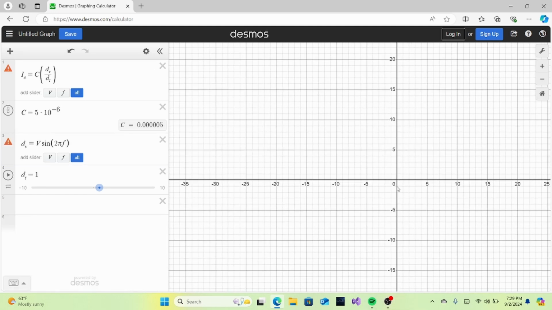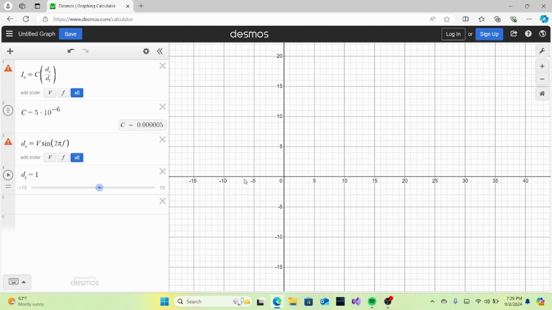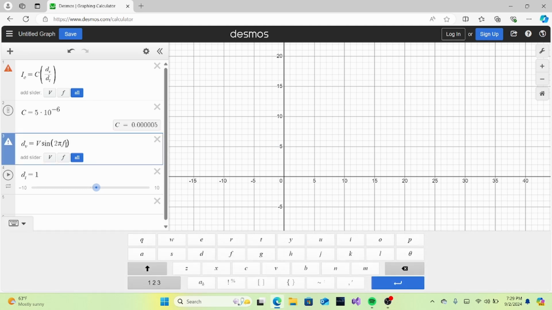In order to make this make more sense, we're going to utilize the x-axis as our time axis. So we could put x here and have it work as a stand-in for time.